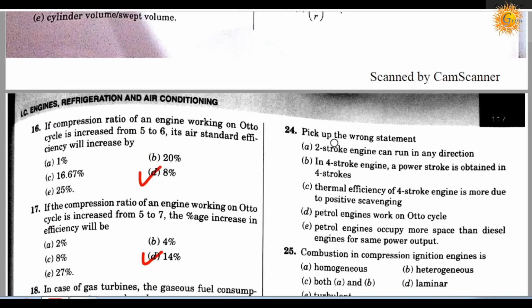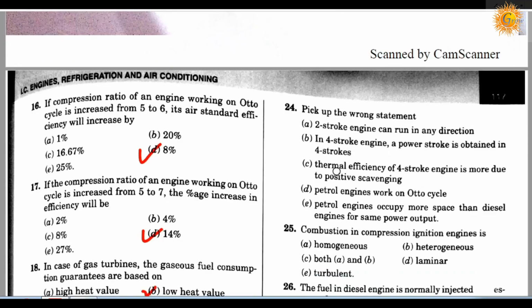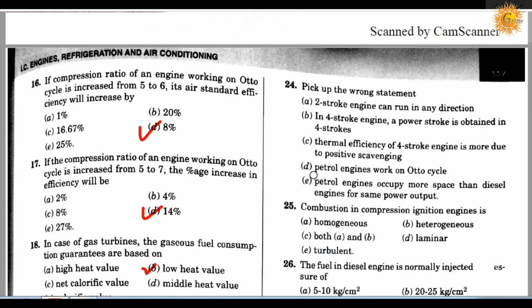Question 24. Pick up the wrong statement. Option A: a 2-stroke engine can run in any direction. Option B: in a 4-stroke engine, a power stroke is obtained in 4 strokes. Option C: thermal efficiency of a 4-stroke engine is more due to positive scavenging. Option D: petrol engines work on the Otto cycle.